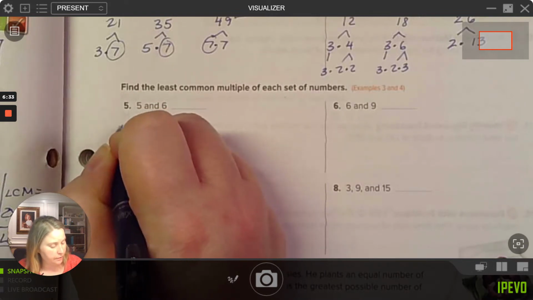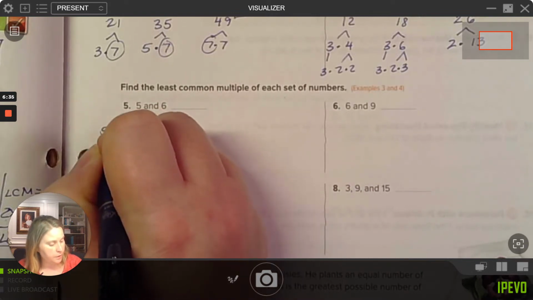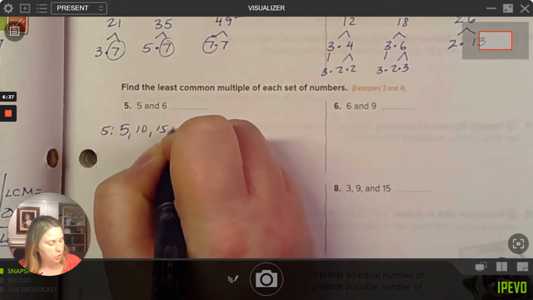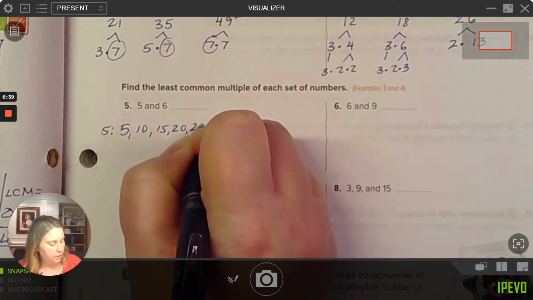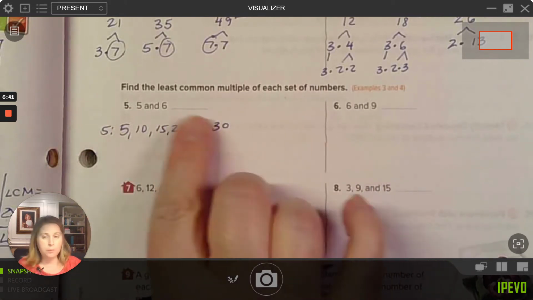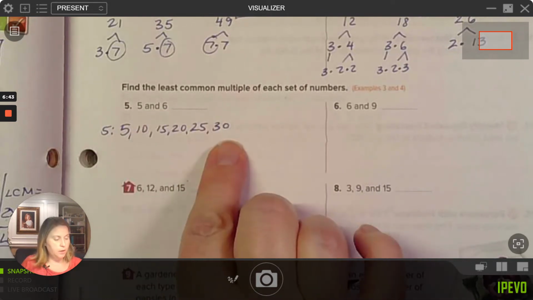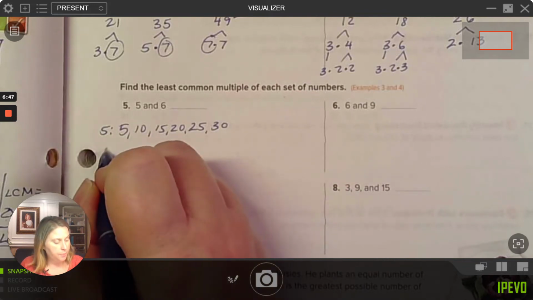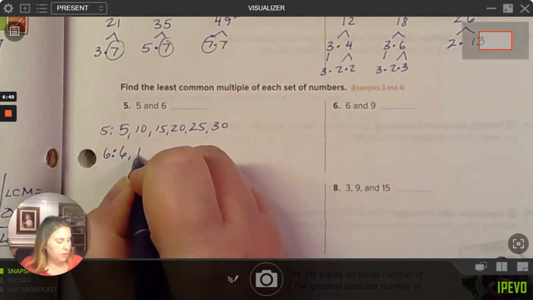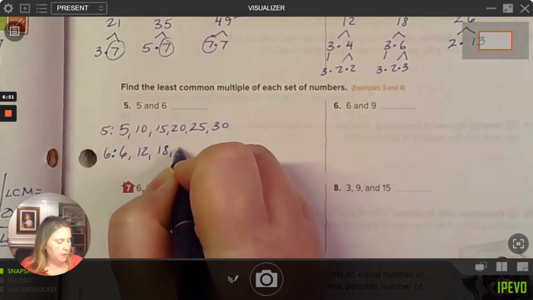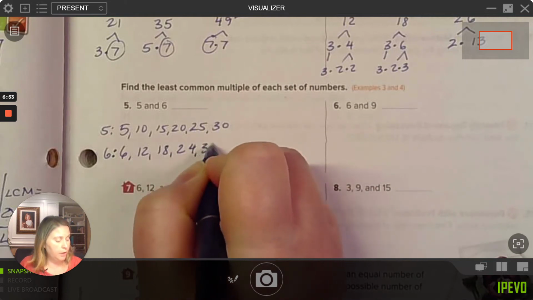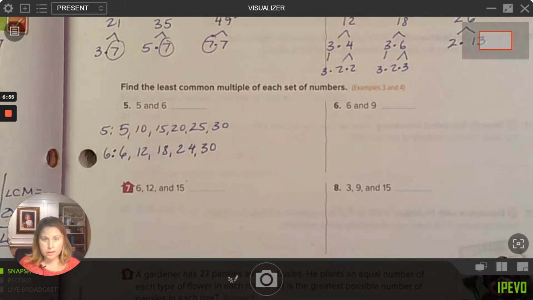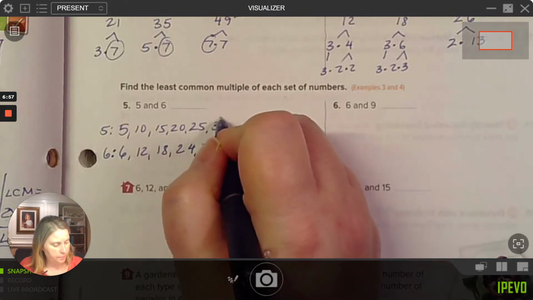So 5, 10, 15, 20, 25, 30, and then hopefully by knowing our math facts, we know that this 6 will go to 30, so we can stop there. And multiples of 6 are 6, 12, 18, 24, and 30. And so then we see our least common multiple is 30.